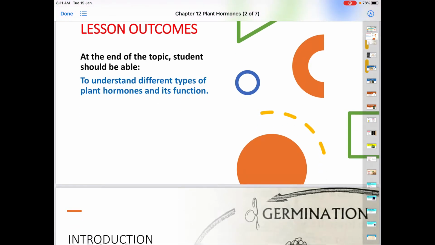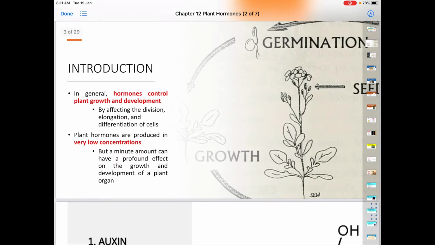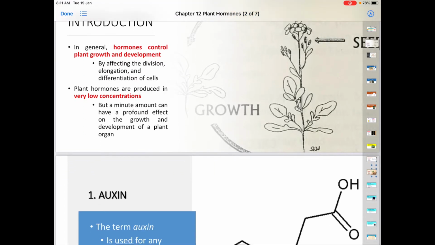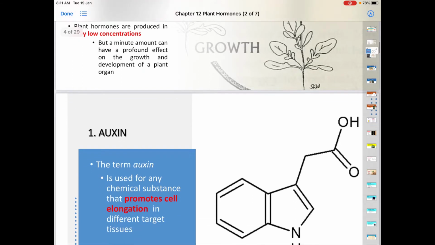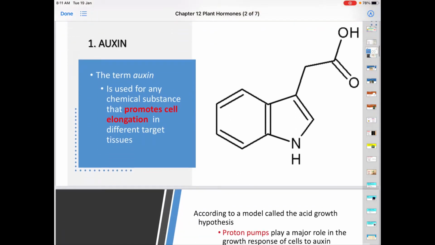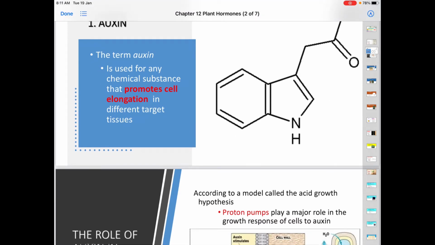At the end of this topic, you must be able to understand different types of plant hormones and their functions. So for introduction, hormones control plant growth and development by affecting the division, the elongation of plants, and also the differentiation of cells in plant. These plant hormones are produced in very low concentration, and it is enough for the plant to grow and to develop an organ. So the first hormone is auxin.